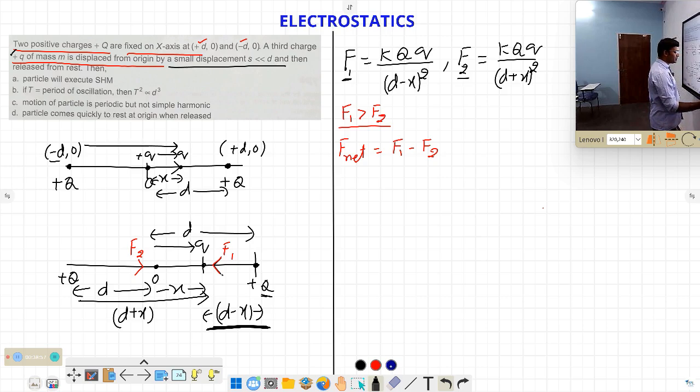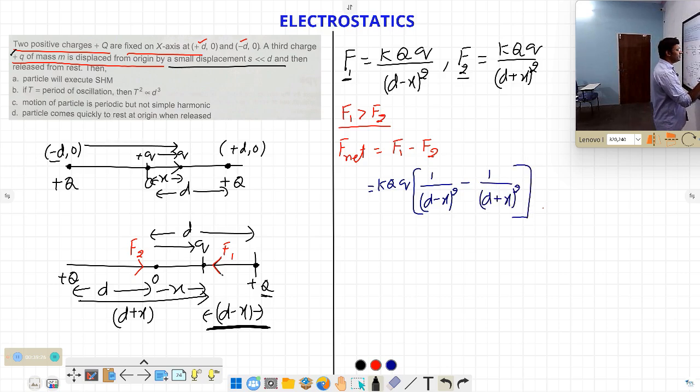Now our requirement is to find the solution of these two. So F1 minus F2, what can I write here? What is F1? Take the common terms. k is common for both, capital Q, small q also common. So now what you are going to get is 1 by d minus x whole square, F1 force is more, minus 1 by d plus x whole square.